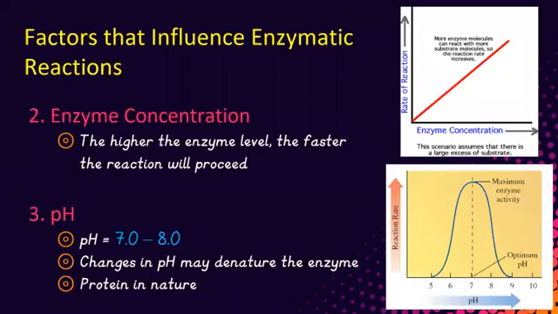The second one is our enzyme concentration. So the higher the enzyme level, the faster the reaction will proceed. So that is very self-explanatory. And another factor is our pH. It is functional between pH 7 to 8, so neutral to basic is its desirable pH, class. So changes in pH may denature the enzyme.